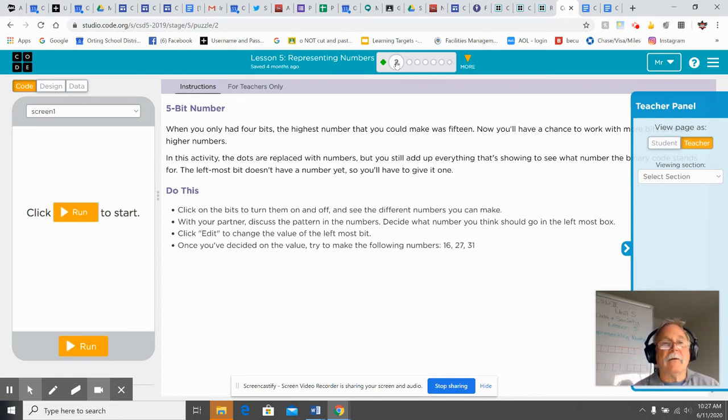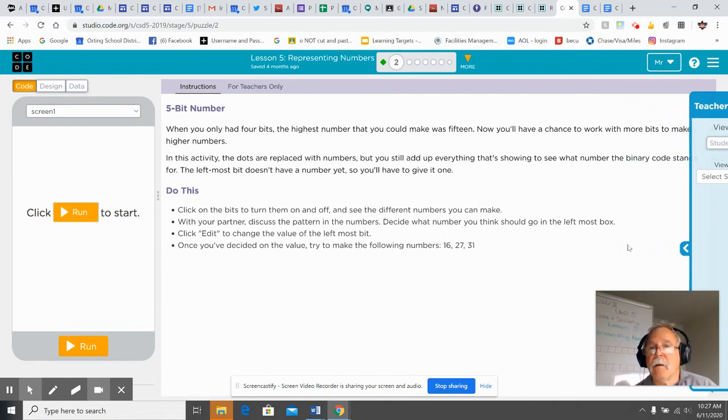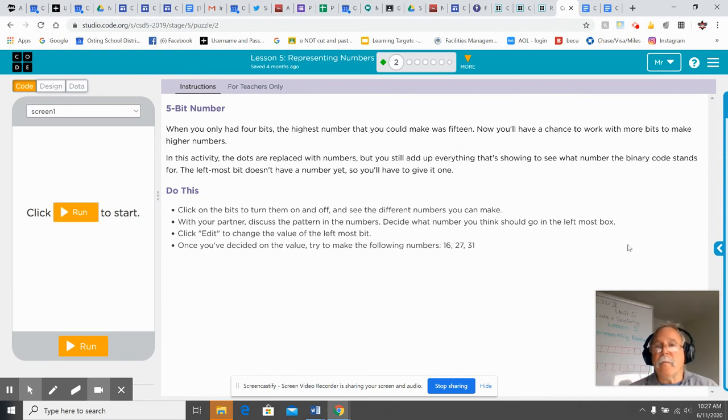So, okay, first of all, 5-bit number. I would have one of you read this normally in class, but I can't hear you read it, so I will read it to you. When you only had 4 bits, the highest number that you could make was 15. Now, you'll have a chance to work with more bits to make higher numbers. In this activity, the dots are replaced with numbers, but you still add up everything that's showing to see what number the binary code stands for. The least most bit doesn't have a number yet, so you'll have to give it one.